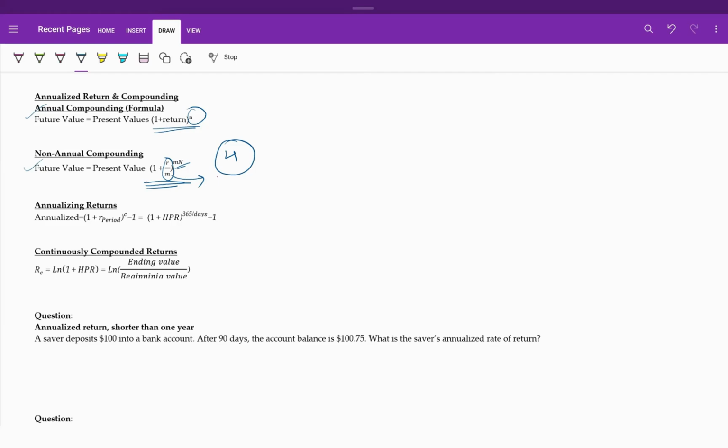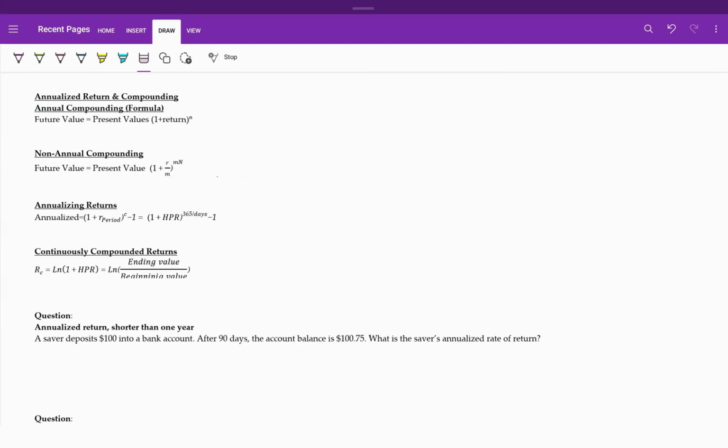If I were to simply plug all this into the formula: 1 plus 10 divided by the frequency, quarterly 4, and the time will also increase. It was earlier 1, now it's going to be 4. So this is what this formula means.